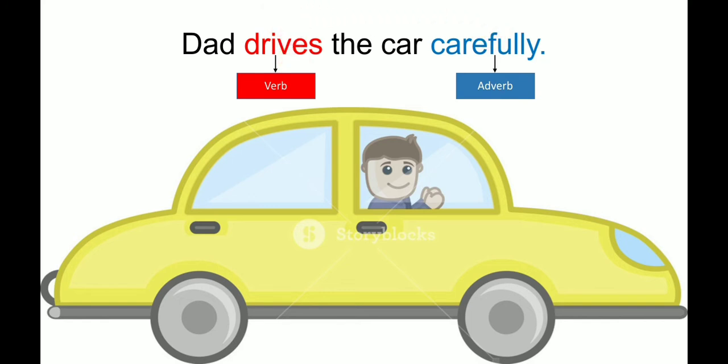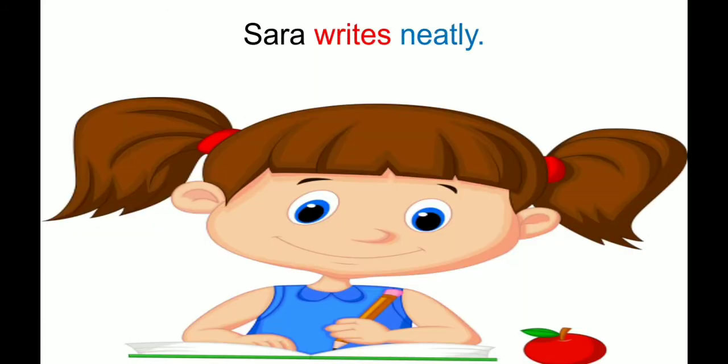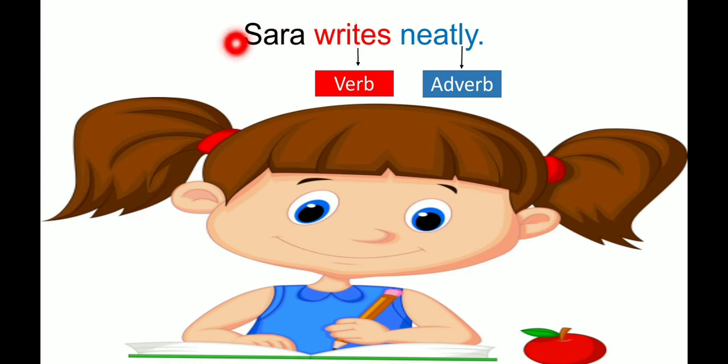Let's see another example. Sarah writes neatly. What is verb here? Writes. Writes is verb in this sentence. And can you find a word that is describing the verb in this sentence? Neatly. Neatly is describing the verb write. So how does Sarah write? Sarah writes neatly.